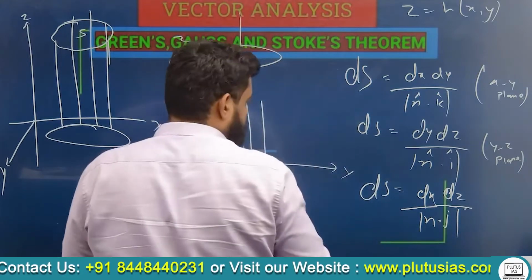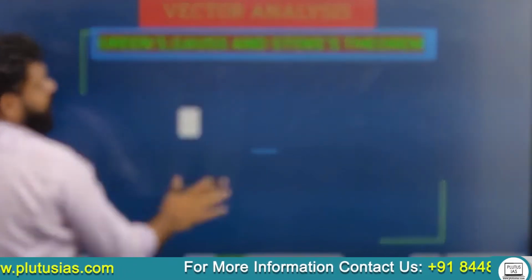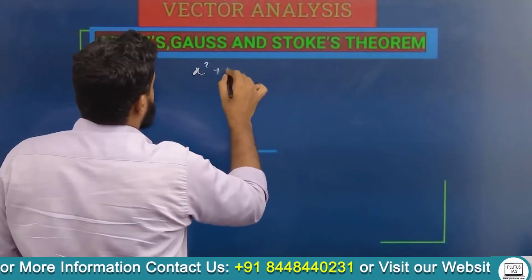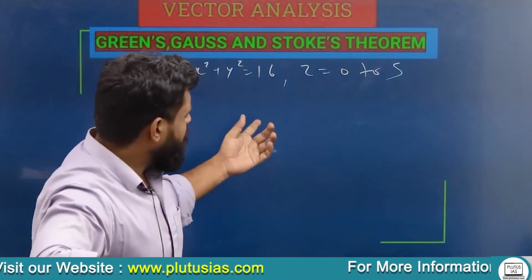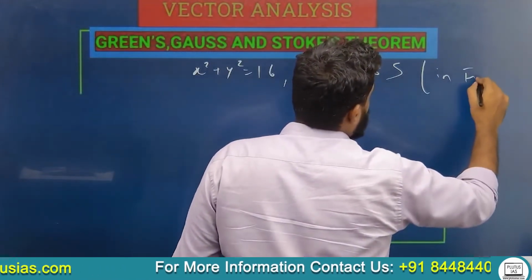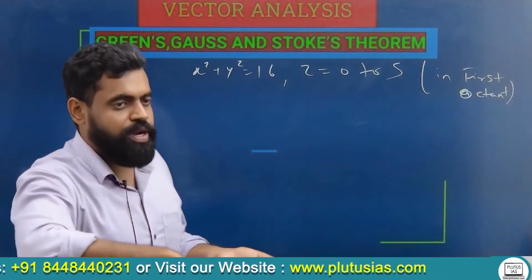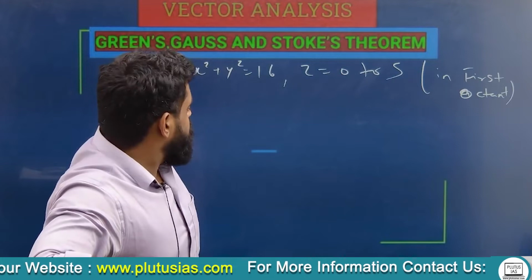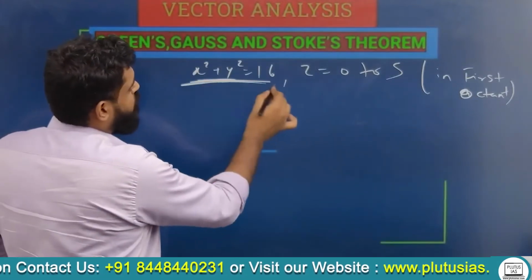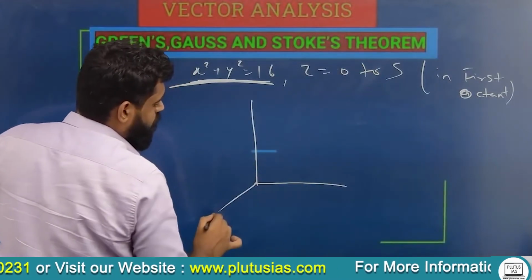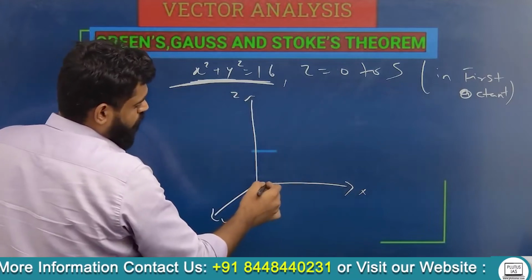Suppose I give you an example here. Suppose the surface S is given as x square plus y square equal to 16 and z from 0 to 5, in the first octant, not quadrant, octant. So what does this equation represent? This is nothing but a cylinder. x square plus y square equal to 16 from z equal to 0 to 5 is nothing but a cylinder. Suppose this is z, this is x, this is y, and if I say in the first octant, it would be around like this.